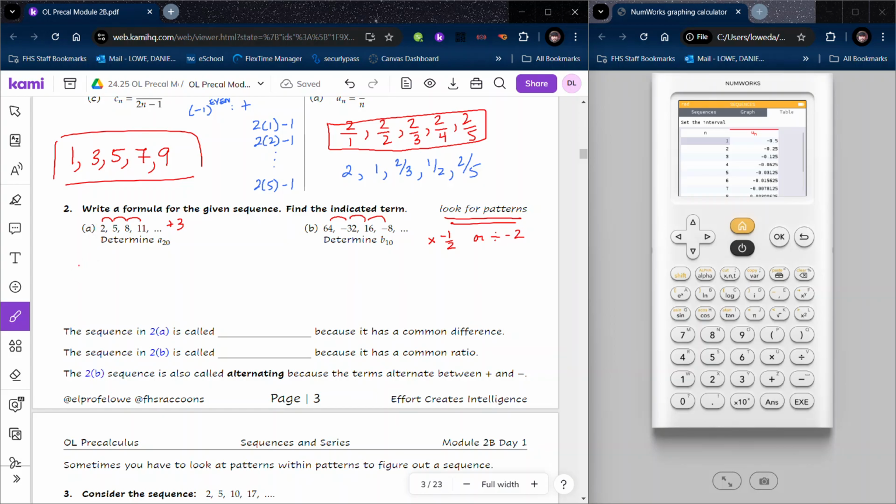I could say that my nth term is going to be 3 times n minus 1. Why 3? Well, repeated addition is just multiplication. And then my first term is 2, so I need 3 times 1 minus something to get me to 2, so 3 times n minus 1. If I want my 20th term, that's going to be 3 times 20 minus 1, and that is equal to 59.